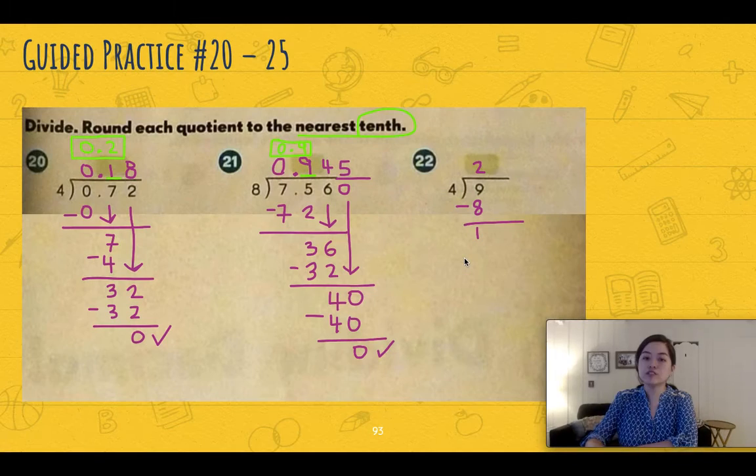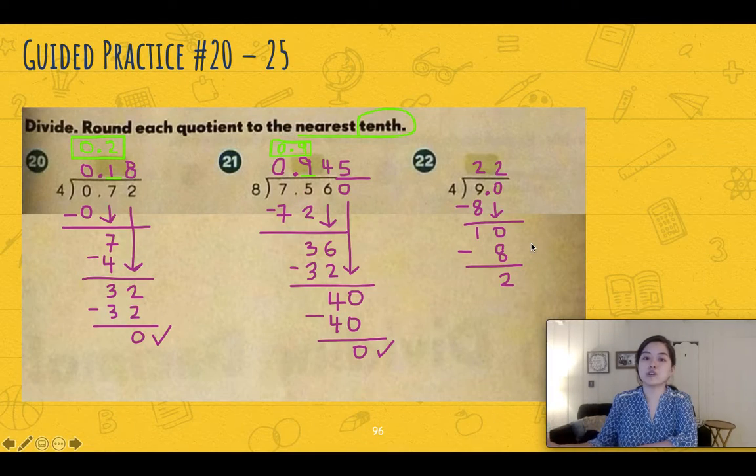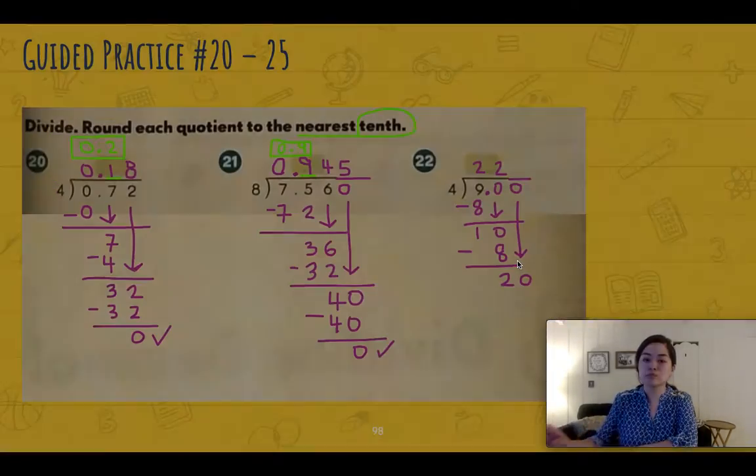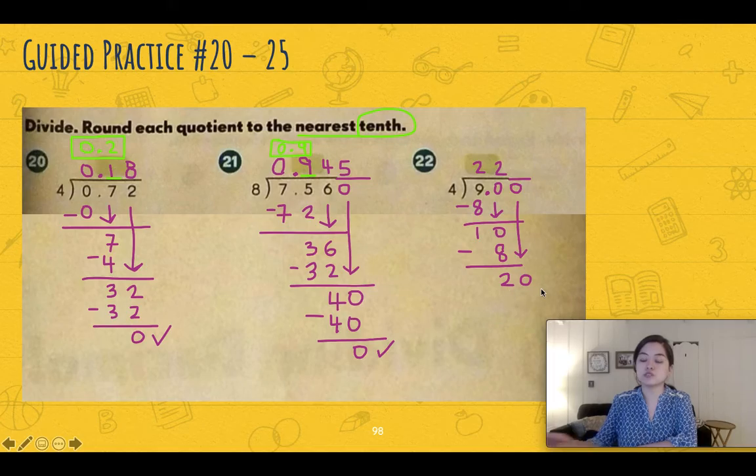For 22, I know that 4 times 2 is 8, so I'm going to subtract it from 9, and I get 1. I'm going to put a decimal point and add a 0, and I'm going to drop the 0. 4 times what gets you close to 10 without going over? That's a 2. Then I'm going to add another trailing 0, drop the trailing 0. 4 times what gets you 20? That's a 5.